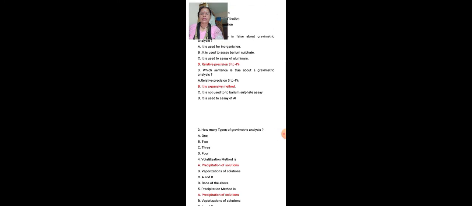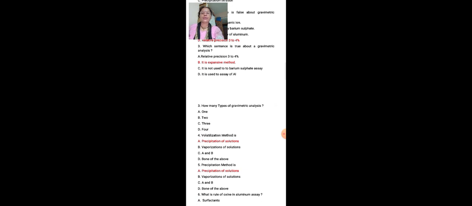How many types of gravimetric analysis are there? There are 4 types of gravimetric analysis. Out of these, 2 are more important. Now, what is the volatilization method? Precipitation of solution, vaporization of solution, both, or both of the above? It is vaporization of a solution. Now, the precipitation method: precipitation of solution, vaporization of solution, A and B, or both of the above? No, it is the precipitation of a solution.